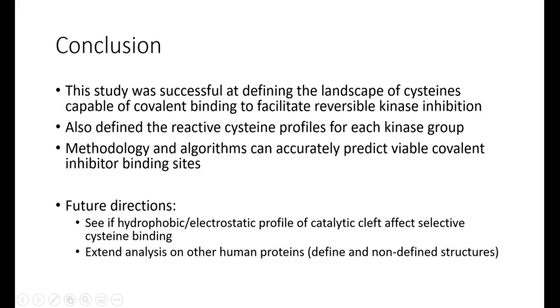It may be beneficial to investigate if considering binding pocket hydrophobicity and electrostatic profiles allows for more selective covalent inhibition. Future investigative steps may also be to use similar procedures and algorithms to expand the analysis onto larger fields of human proteins. This may include defined protein crystal structures and predicted protein structures from resources like the AlphaFold Protein Structure Database. Continued mapping of the human cystenome will help researchers design treatments that can effectively and selectively inhibit protein activities and cellular functions to treat many diseases.